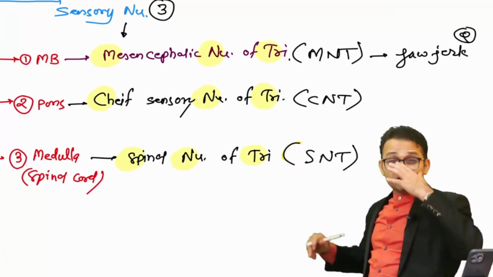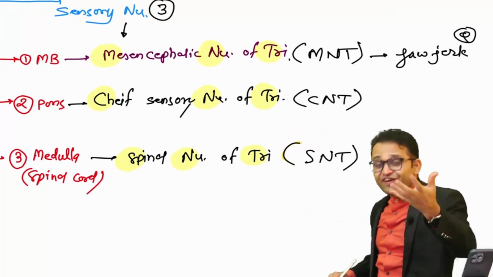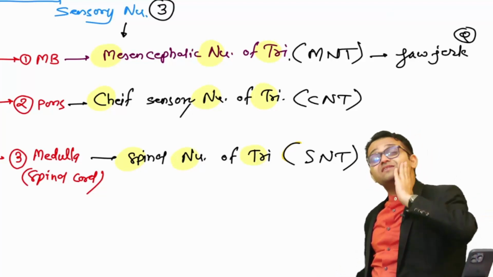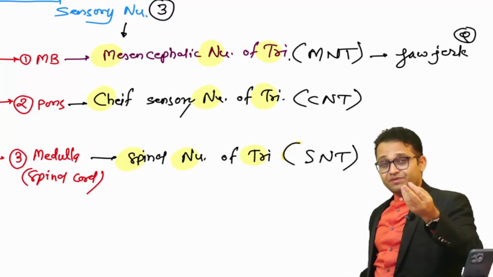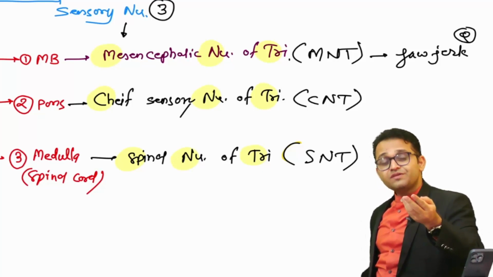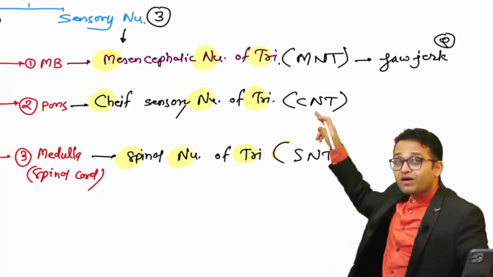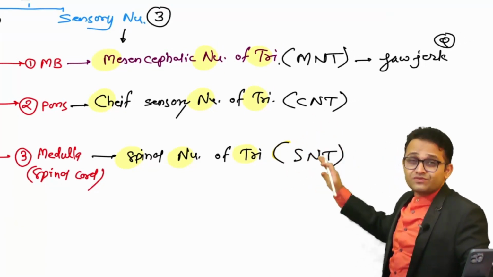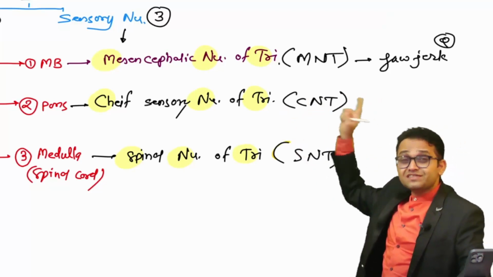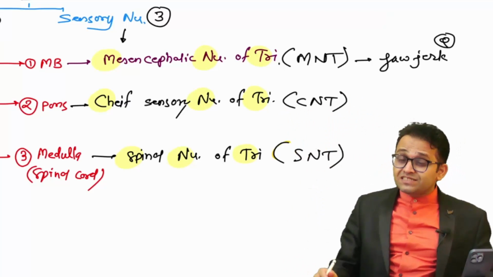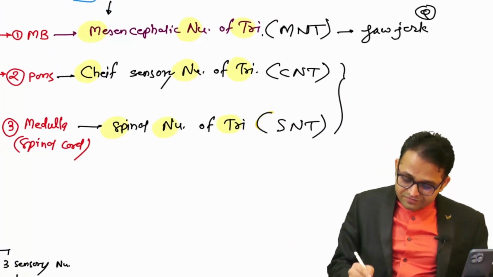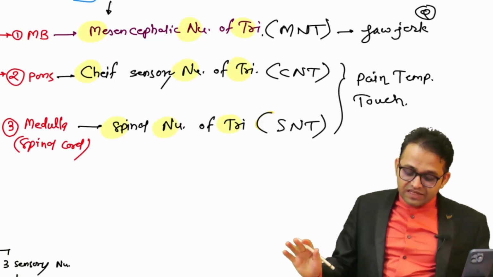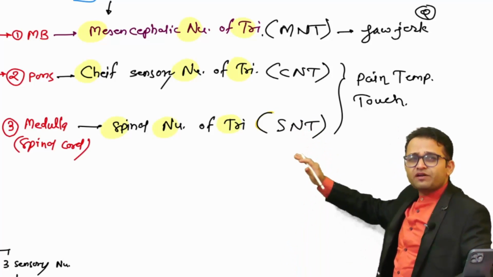Yes, this is the chief sensory nucleus, and it performs the chief activity. What is the chief activity here? Sir, in the face, the chief activity is pain, temperature, touch. Getting the point? So all these activities are performed by our chief sensory nucleus as well as the spinal nucleus of the trigeminal nerve. These are the different points, but the jaw jerk portion had been asked. The center is the mesencephalic nucleus of the trigeminal nerve, while pain, temperature, touch are carried by the chief sensory as well as the spinal nucleus of the trigeminal nerve.